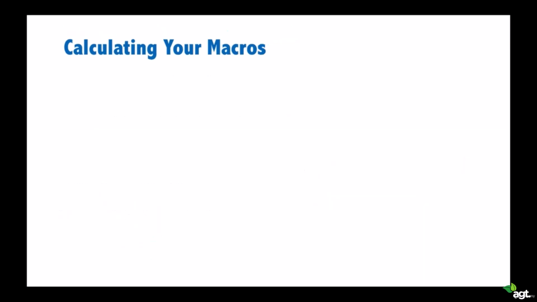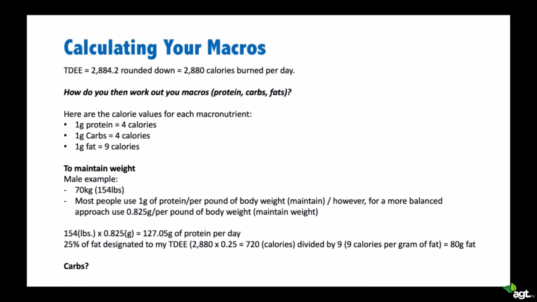So now, what do we do from here? So now we've got that number, 2,884.2, we're going to round that down to make it easier, so 2,880 calories burned per day. So when he's working out on a normal day, he burns 2,880 calories. So then now how do we work out our macros, so like our protein, our carbs and fats? How do we work that out for him? So we've got to keep this in mind here.